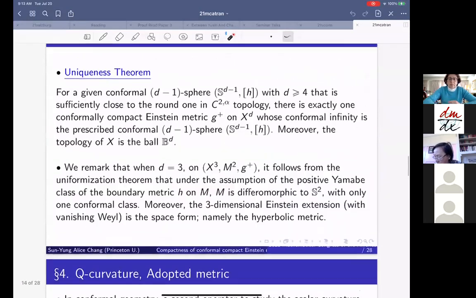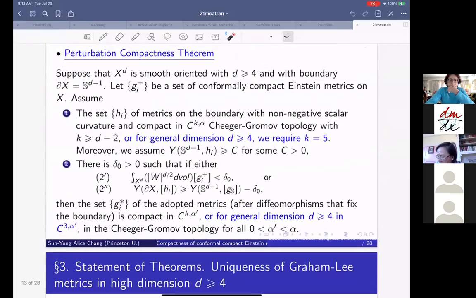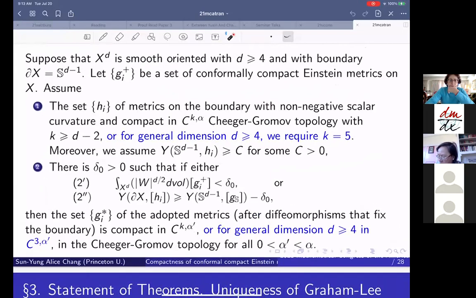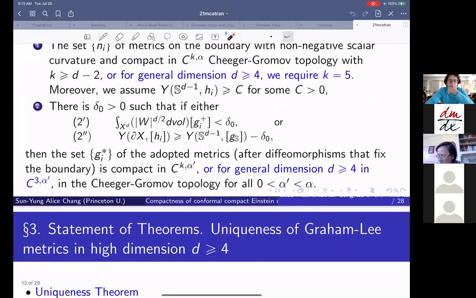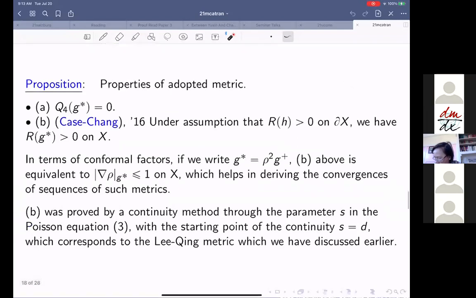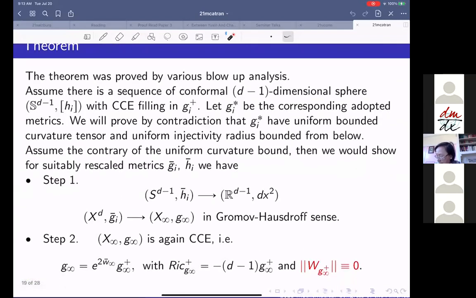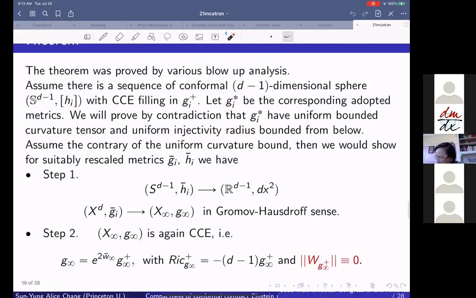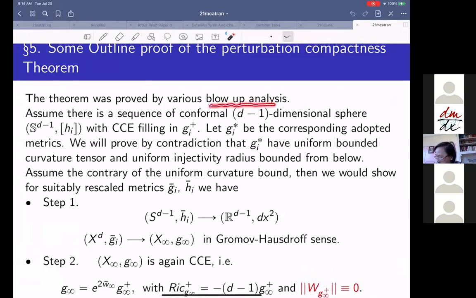So the first result is the perturbation result. We say that if the boundary is compact and the interior, for example, has a small Weyl d over 2 norm, then the interior metric is compact. So let me say some idea about the proof. The setup now is we have a sequence of metrics on the boundary, which is compact, and we have a sequence of interior compactifications. And we want to say this interior metric is compact. For example, we want to show that the interior metrics have a uniform curvature bound and a uniform injectivity radius lower bound. So the proof is a blow-up argument, blow-up analysis.